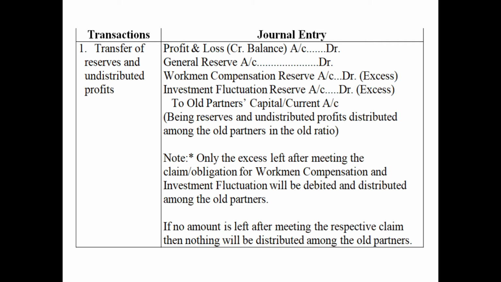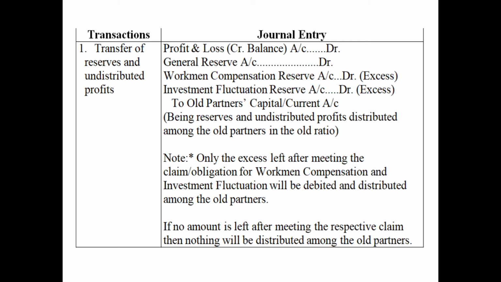Note, only the excess left after meeting the claim or obligation for workmen compensation and investment fluctuation will be debited and distributed among the old partners. Because workmen compensation reserve and investment fluctuation reserve are specific reserves. That means these are prepared for a special or specific reason for which they have to be used. So after using it for that particular purpose, for that particular claim, if any excess amount is left, then only the excess amount is to be transferred to old partners' capital or current account.